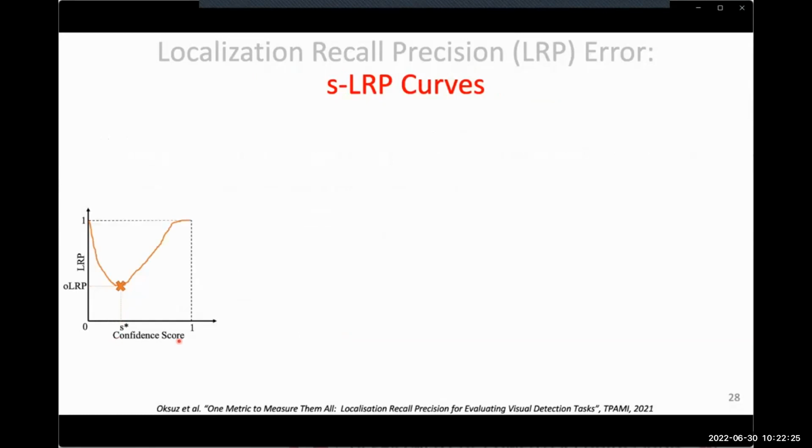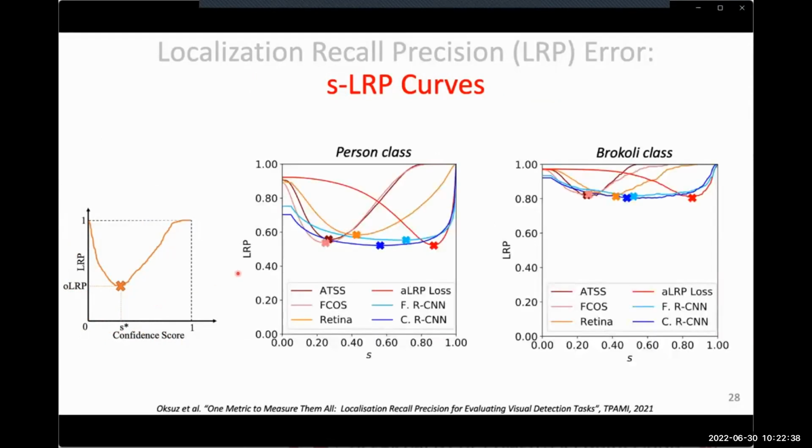In LRP, plotting confidence scores against LRP values gives important clues about the detector. We find these plots very important, and we call them S-curves. We can analyze the S-curves for different detectors and for different classes. For example, for the person class, we see that Faster RCNN is providing its best values around 0.60 LRP with a confidence score of 0.70, whereas it provides its best performance with a confidence score of 0.50. We see that S-curves can provide similar useful insights for other detectors and for other classes as well.